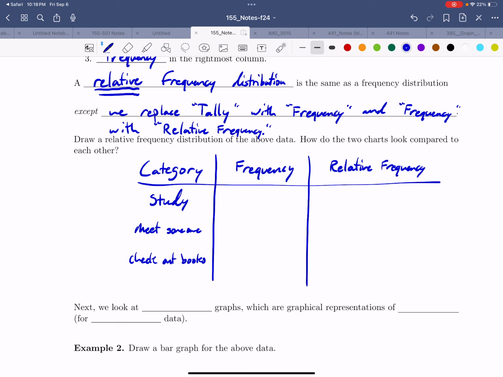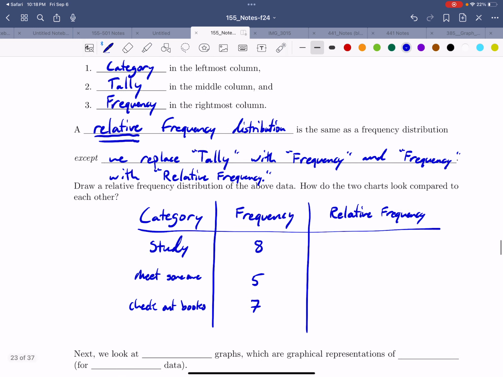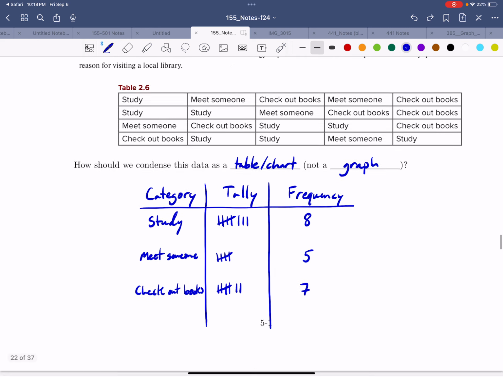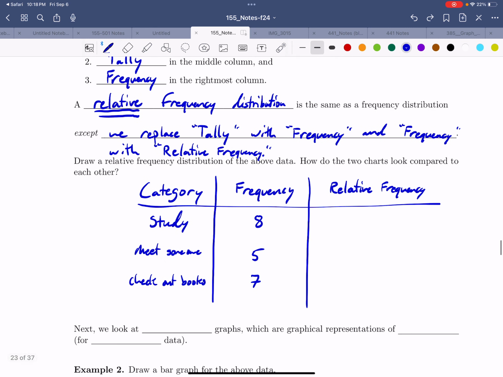But what's going to be different? Well, we know the frequency for studying was 8, meet someone was 5, and check out books was 7. Then the relative frequency, all we're going to do is divide by the total number of data points. Well, how many data points were there? 20. So we're just going to take each of these numbers and divide them by 20. So 8 twentieths, 5 twentieths, 7 twentieths.